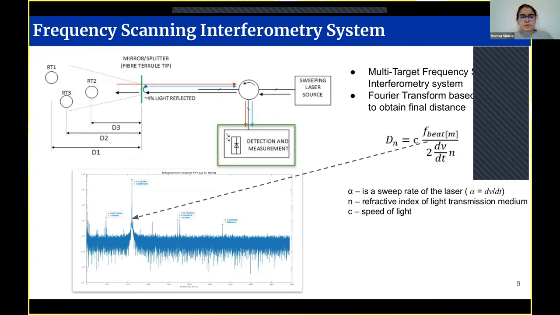So to deal with these multiple targets, we cannot do much in the time domain signal, so we have to convert it into the frequency domain. It is much easier when you do the Fourier transform of the combined signal, and for each distinct distance we have a unique frequency. When we know the alpha rate, that is the sweep rate of the laser, we can determine the distance of all our unknown targets.